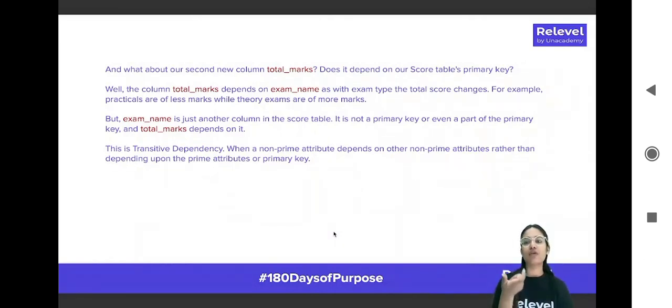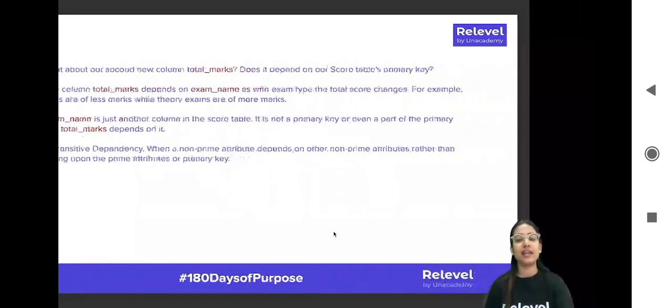Total marks says what is the total amount, or the maximum amount, of marks you can gain, right? Let's say there is a 100 marks paper and you gain 30 marks over there. So total marks is 100 and your own marks come in the marks section. So the total marks actually depends on the exam name, right? It depends what exam you're giving, and based on that you will get the total marks. But exam name is actually just another column in the score table. It is not a primary key and it is not even a part of primary key, but still total marks is dependent on it. That is known as transitive dependency.